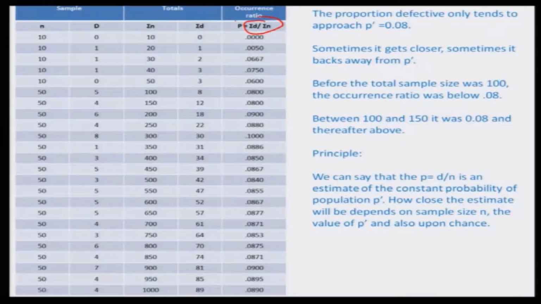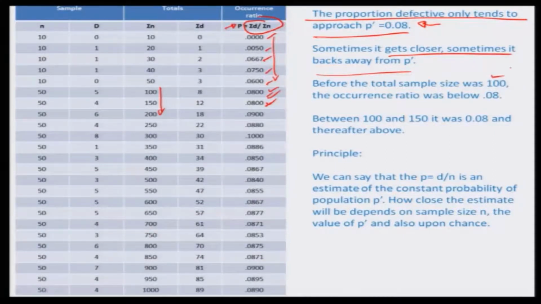As you may see here, the probability of the sample P is 0.0 in the first case, 0.0050 in the second case, 0.0667, 0.0750, 0.0600, 0.0800, 0.0800. So, what you are seeing here is that as the sample size increases, the probability slowly approaches the probability of the population. The proportion defective only tends to approach P' of 0.08. Sometimes it gets closer, sometimes it backs away from P'. Before the total sample size was 100, for example, in this particular case, the occurrence ratio was below the population value of 0.08, but between 100 and 150, in these two observations, P' was replicated in both cases, 0.08, 0.08, and thereafter above.